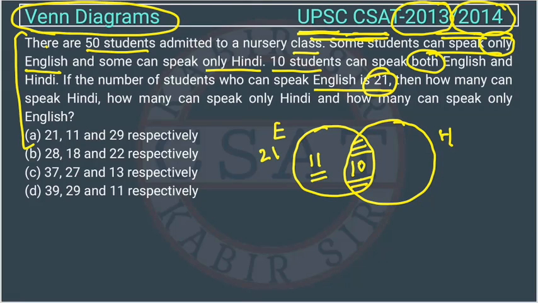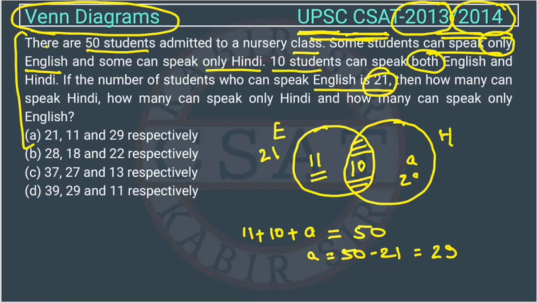And what they have given is that the total number of students is 50, right? So this is 11, this is 10. Suppose this is A, right? So this will be 11 plus 10 plus A, which will be the total number of students. This is given. How many students are there? 50. So this will be 50 minus 21, which is 29. So this is 29, right?